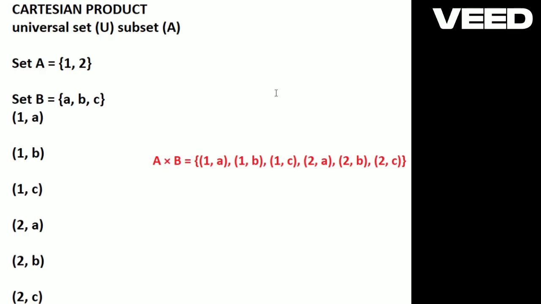So that's it. The Cartesian product helps us systematically pair elements from two sets, which is useful in many areas of mathematics, including coordinate geometry and database operations.